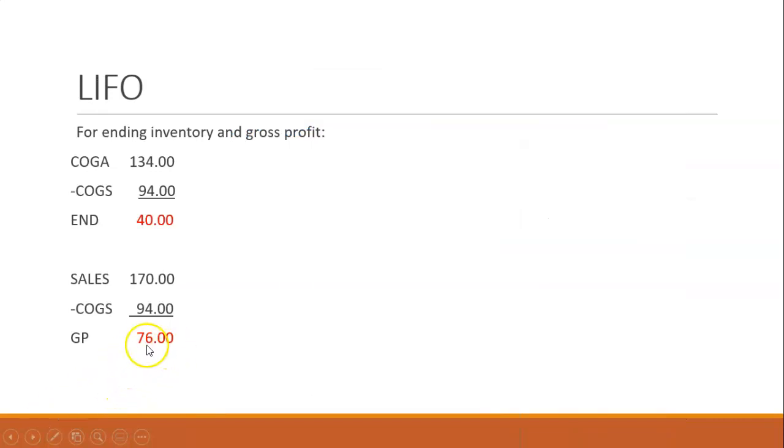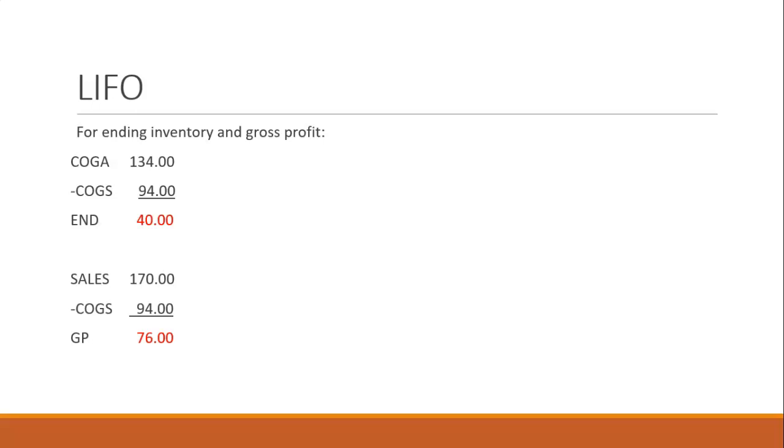Now here I have $76 of gross profit on the same 17 items that I sold. Now if I have $60 of other expenses that I'm going to subtract from that gross profit, I will only have $16 of net income if I were on the LIFO system. I would be showing $24 of net income if I were on the FIFO system.